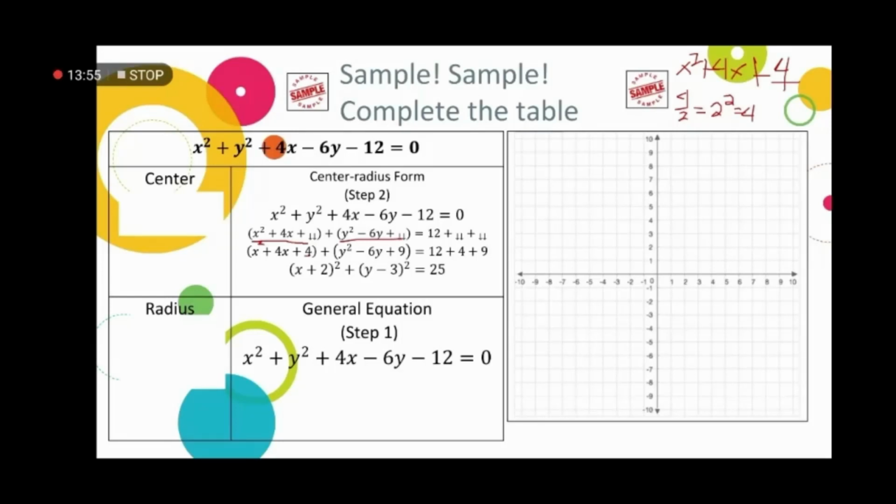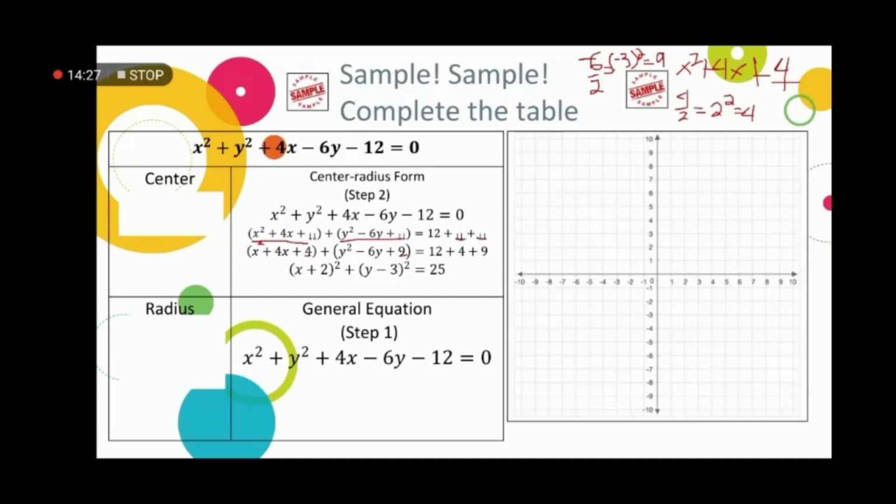So, what if I have negative 6? Negative 6, again, divided by 2, equals negative 3. Then, negative 3 squared equals what? 9. So, that is why we have 9 here. What is added here is added on the right-hand side. So, after completing the square, we will now factor it.